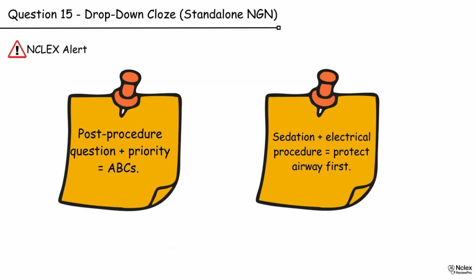Here's your NCLEX alert. When the exam says post-procedure and priority, think ABCs automatically. If sedation is involved, airway moves to the top of your decision tree. Sedation plus electrical intervention equals protect the airway first.